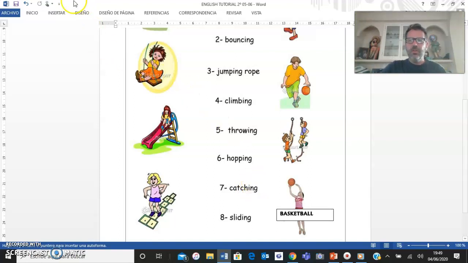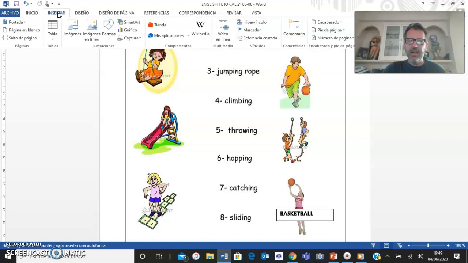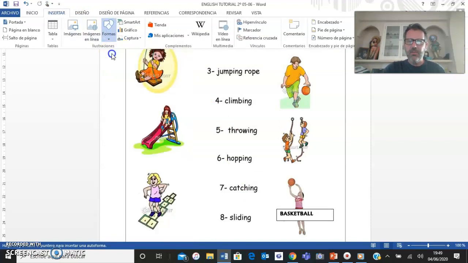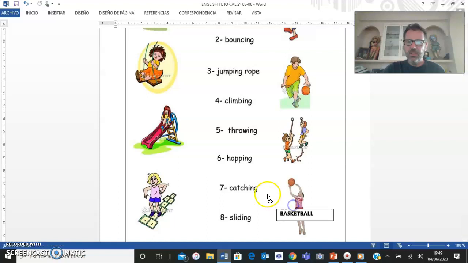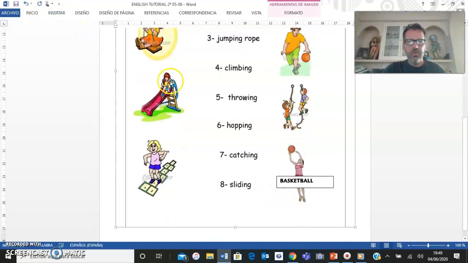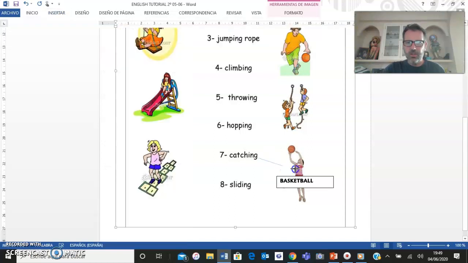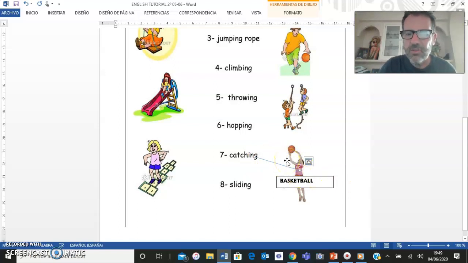So look, you see what I've done? Insertar, and I go catching. Oops, what happens here? Hold on. Maybe I didn't get it right. Catching. Oh yes, now this is working. So I do this. Catching. There we go. Look, I didn't even have to print it. I can do it like this in Word.